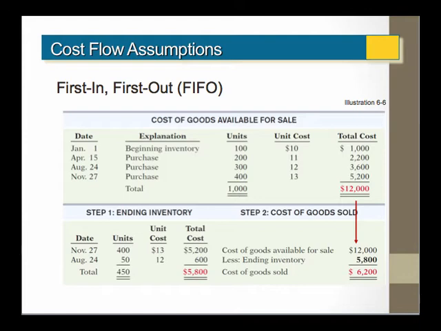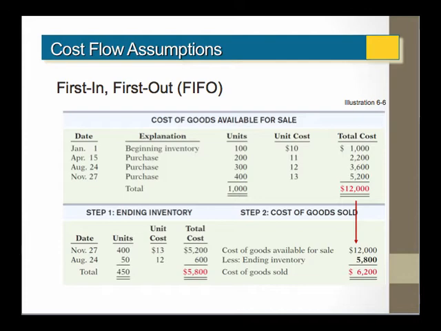Now, if we extend out the application of the 450 items in ending inventory, we would have 400 units at $13 and 50 units at $12. The extended total of $5,800 would be the ending inventory value under LIFO. Once we've computed the ending inventory value, we can subtract that value from the goods available for sale, $12,000, to get the cost of goods sold of $6,200.